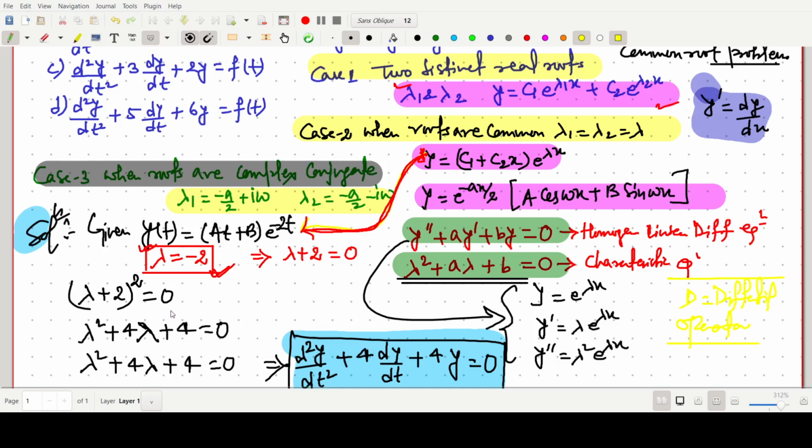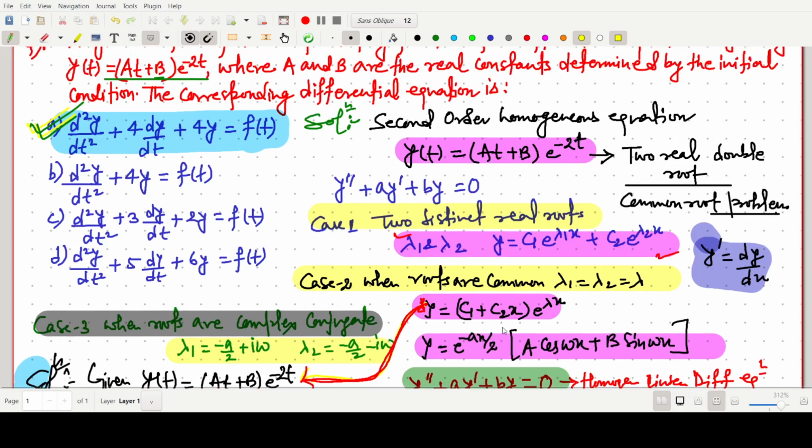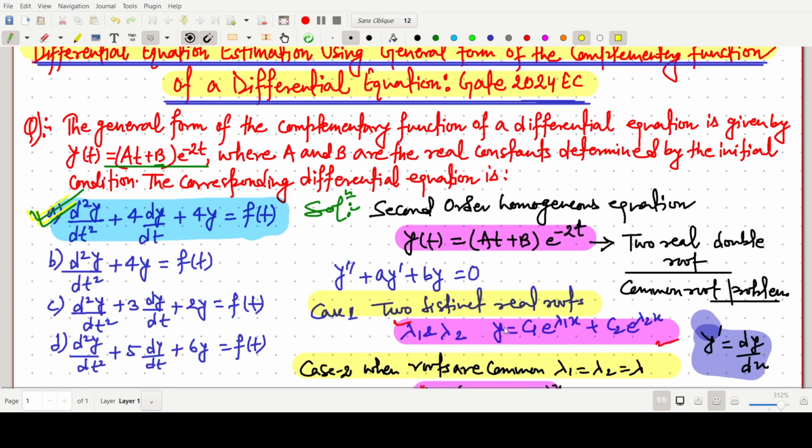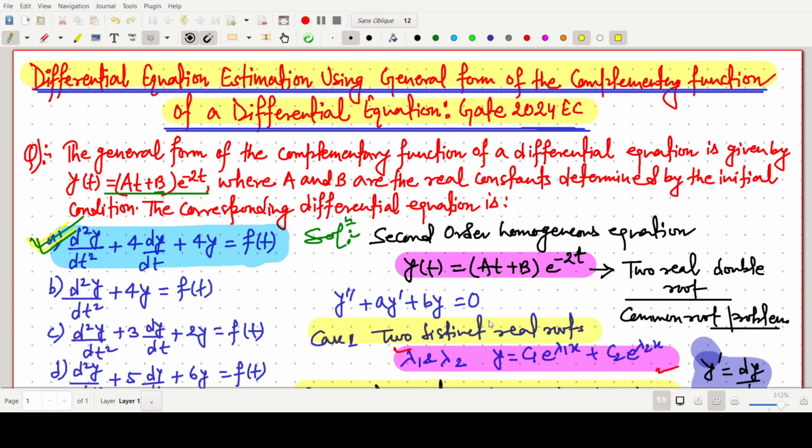So for the common root, just lambda plus 2, right? And take it square because the roots are common. Then we write like this: 4y, there should be y, and on the right side there should be some function, so we write in terms of f(t). So the solution is option number A.